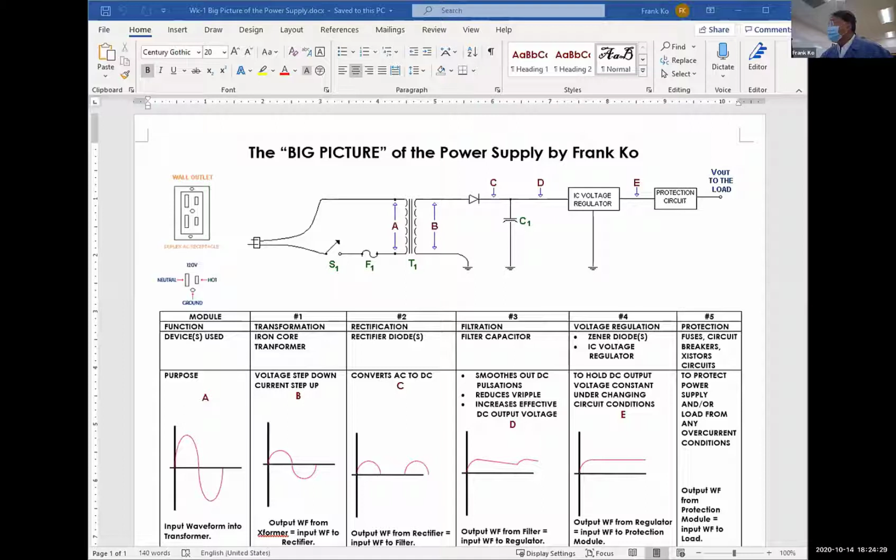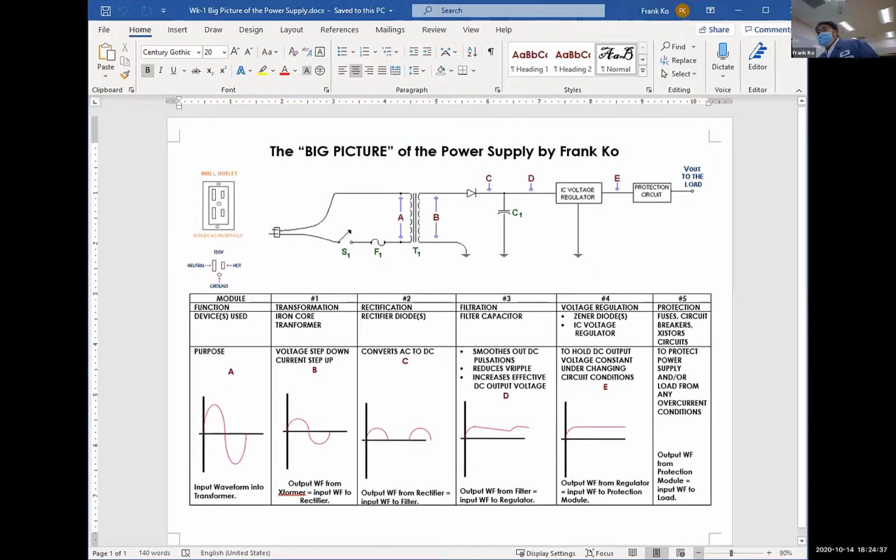Can everybody see the big picture of the power supply? All right, so as we're looking at the big picture of the power supply, there's a couple things I want to bring to your attention.